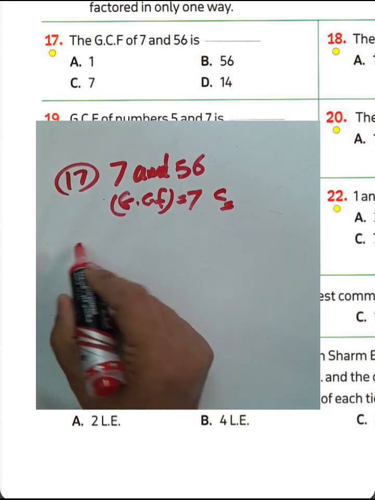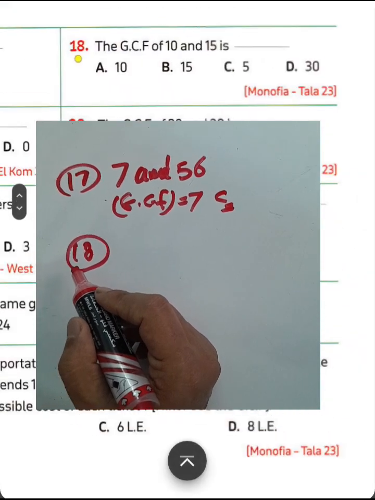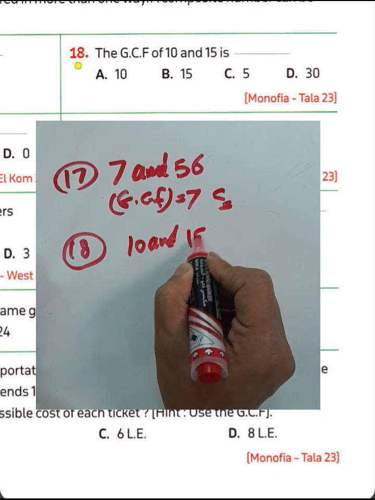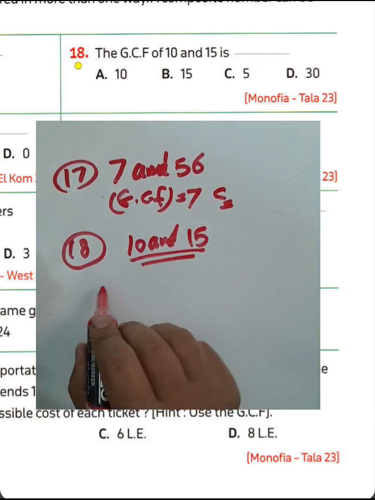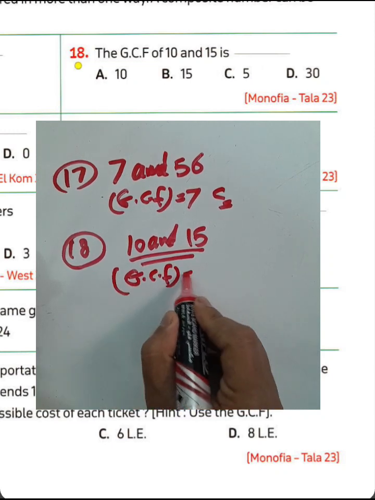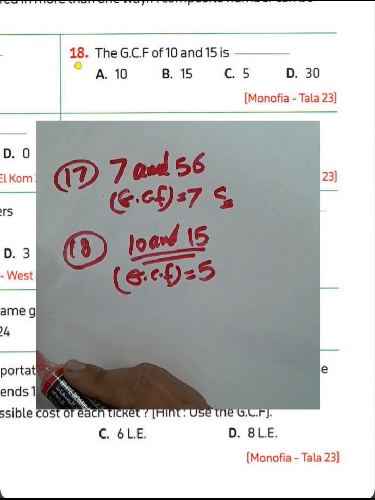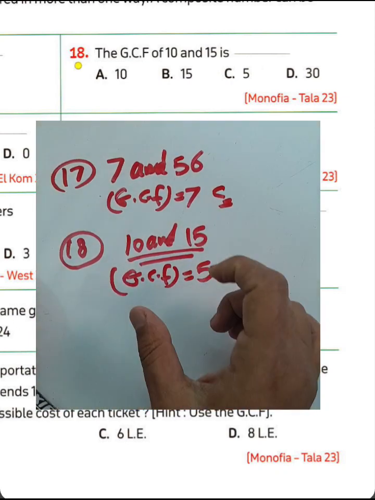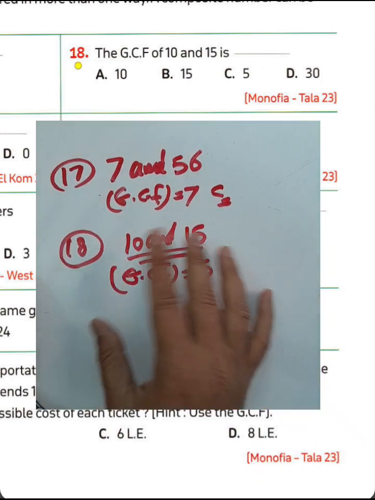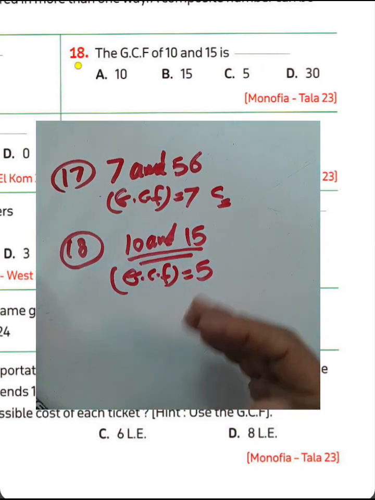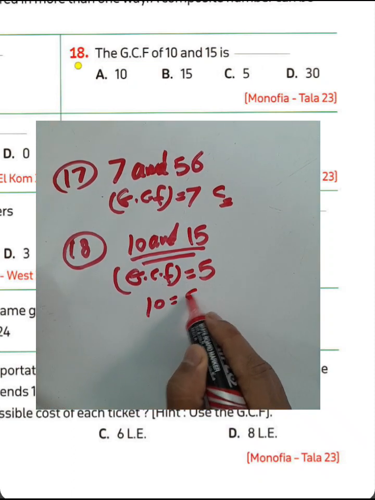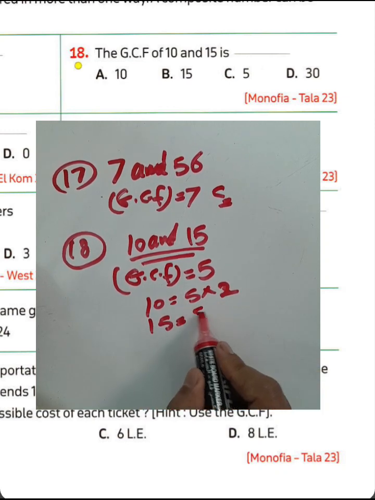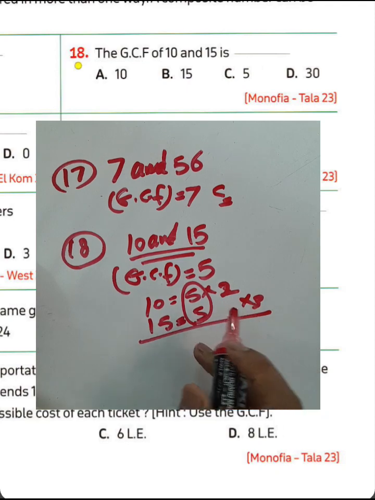Question 18. The greatest common factor of 10 and 15. 10 and 15 can be divided by 5. Then the greatest common factor between the two numbers here, what will it be? It will be 5. Understood? It's the highest common factor between the two numbers. Both numbers can be divided by 5. Or you can write 10 equals 5 times 2 and 15 equals 5 times 3. The common factor between them will be 5.